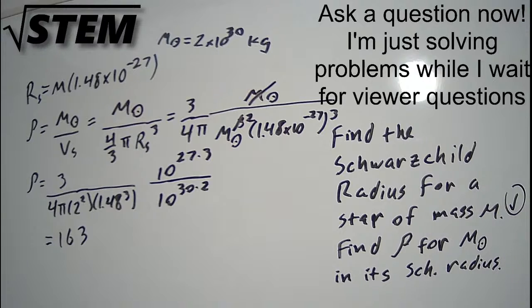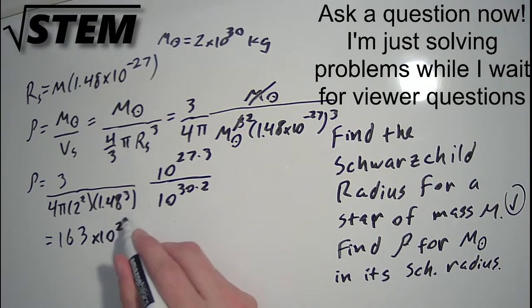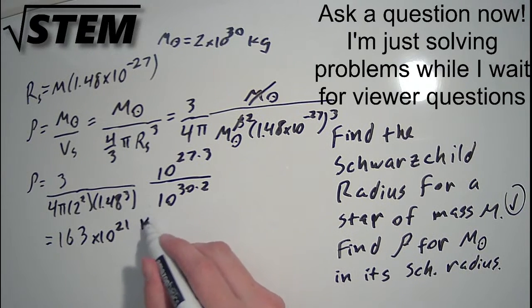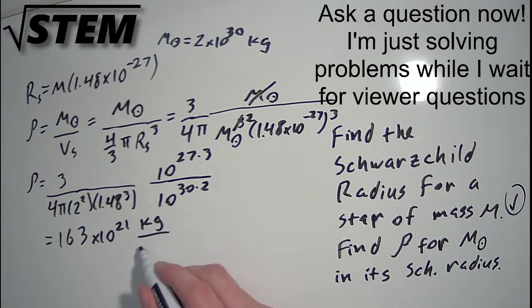27 times 3 is 81, 30 times 2 is 60, 81 minus 60 would be 21, so times 10 to the 21 kilograms per meter squared. Okay, yeah, that makes sense.